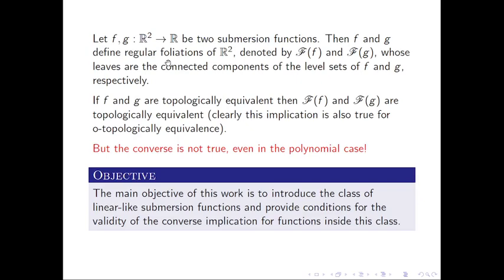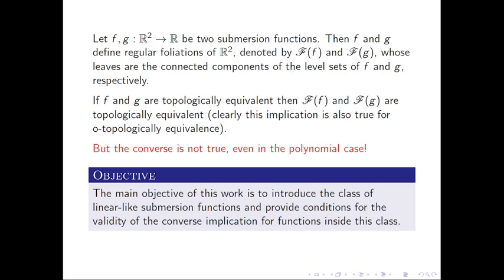If f and g are two submersion functions, then as we know, f and g define regular foliations of R2 whose leaves are the connected components of the level sets of f and g respectively. If f and g are topologically equivalent, then the respective regular foliations of them are topologically equivalent.